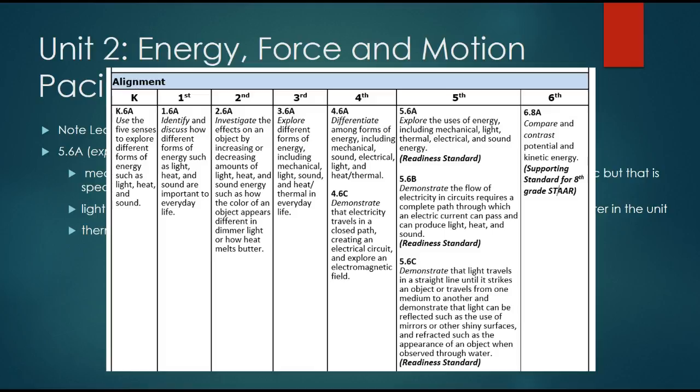And so if we look at the alignment for 5.6a, we can see that there are a lot of standards related to that, but I want you to focus right here. This direct vertical alignment for 5.6a goes up to 6.8a, and you can see there that they're going to be specifically comparing and contrasting potential and kinetic energy. And then that is a supporting standard for STAR in the 8th grade. So just to give you a little bit of an idea of what that's going to look like next year and the years beyond.